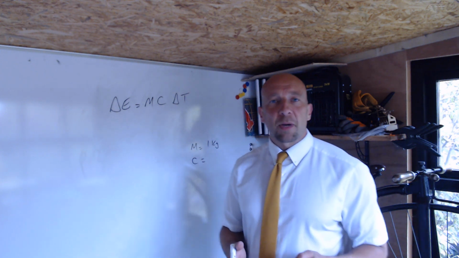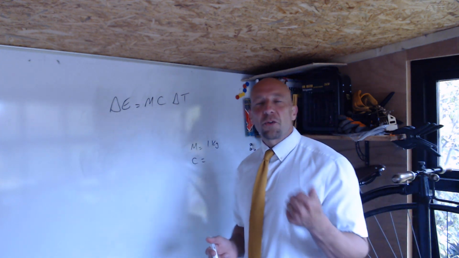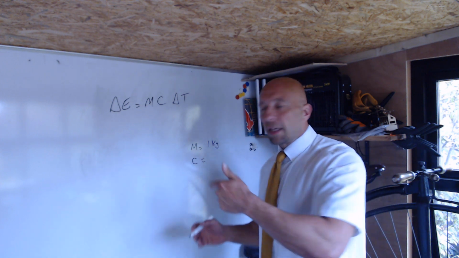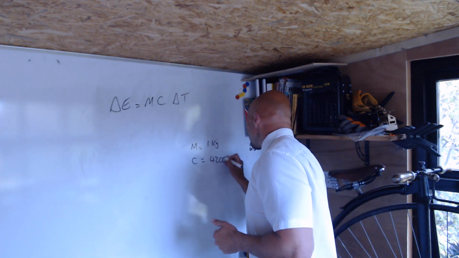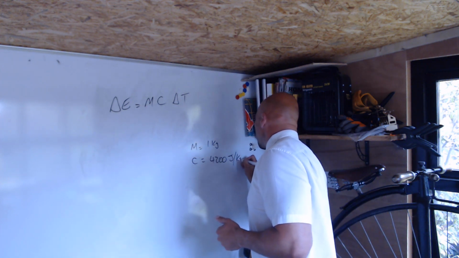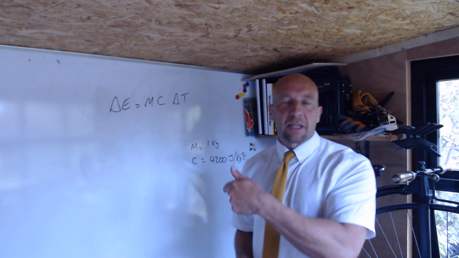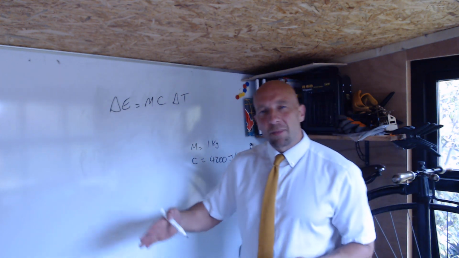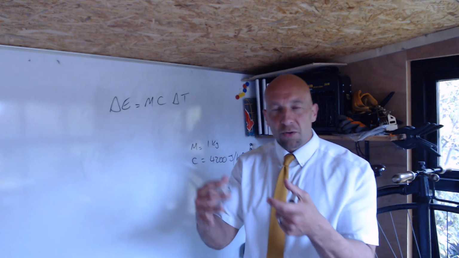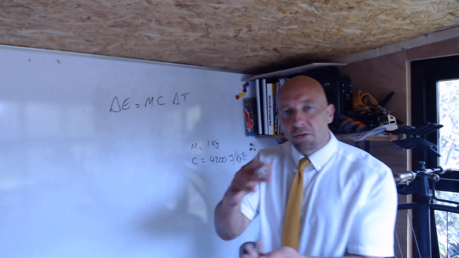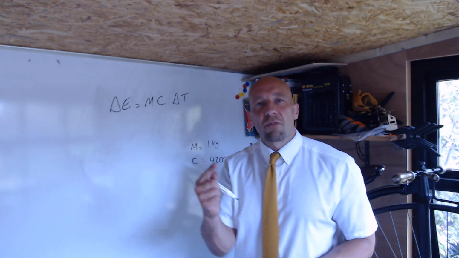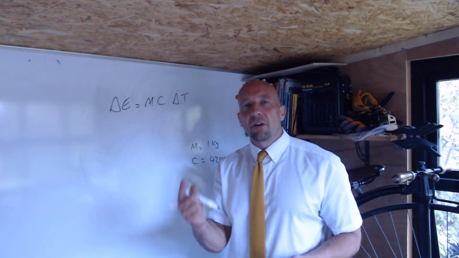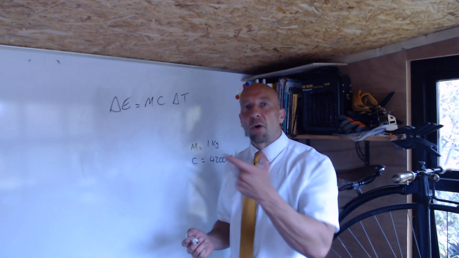The specific heat capacity of water is approximately 4,200 joules per kilogram degrees C. What does that mean? Well, that means you need to put 4,200 joules of energy into 1 kilogram of water to raise its temperature by 1 degree. And we're going to be raising it quite a bit more than that.